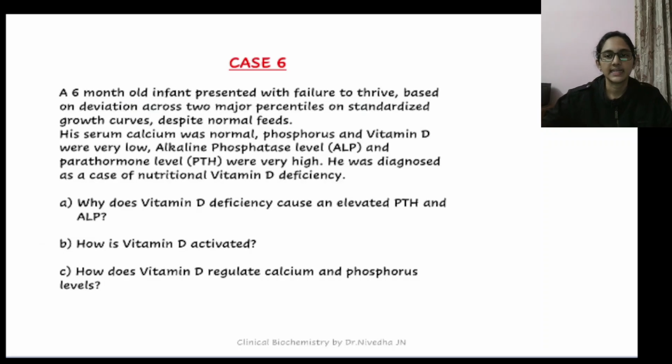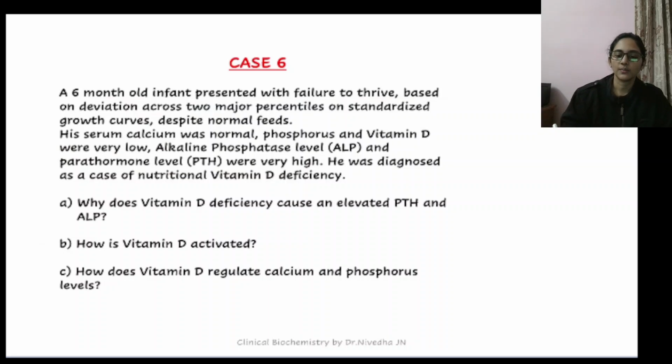Let's move on to the next case. So the 6-month-old infant presented with failure to thrive. This is again vitamin D, but look at whatever details have been asked here, right? So failure to thrive based on deviation from two major percentiles on standard growth curves. And serum calcium level is normal. See, now here the serum calcium level is normal, they have given. Phosphorus and vitamin D levels are very low. Alkaline phosphatase and parathormone levels are very high, right?